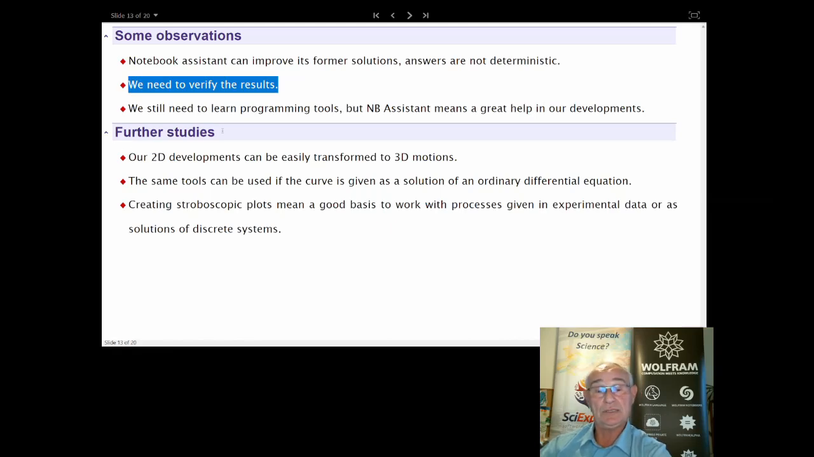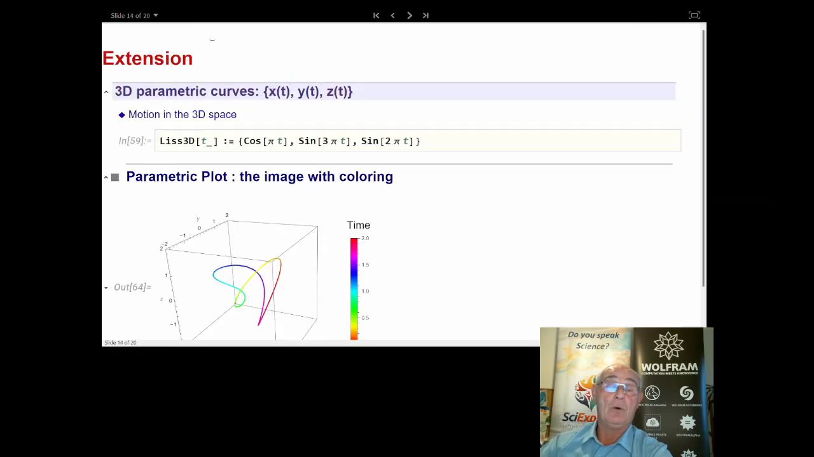Concerning our modeling example, the parametric curves or 2D developments can be easily transformed to 3D motions. The same tools can be used if the curve is given as a solution of ordinary differential equations or delay differential equations or so. Creating a stroboscopic plot is a good basis to work with processes given in experimental data or as solutions of discrete systems. Now, how to extend our applications to the three-dimensional space?